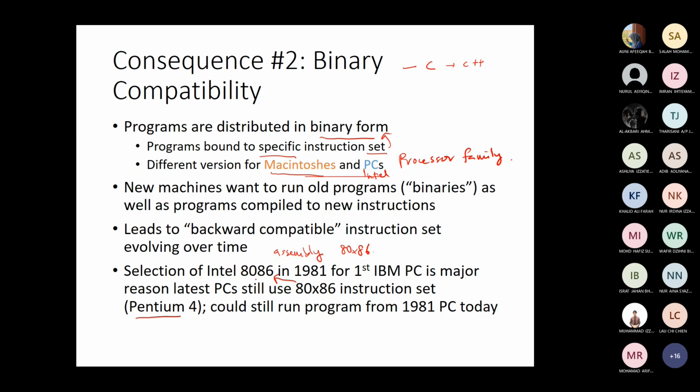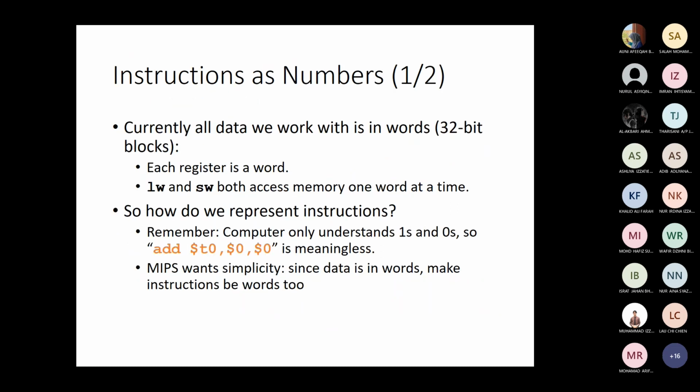So that is the major versions of why they use the assembly 8086. Okay, so the previous one, the VEX, those things are not popular anymore. Okay, so Intel 8086 is much used by the computers, right? So currently all data that we work with is in words.